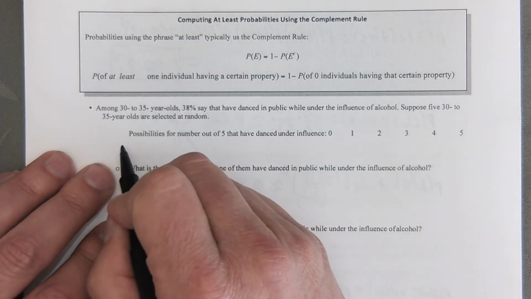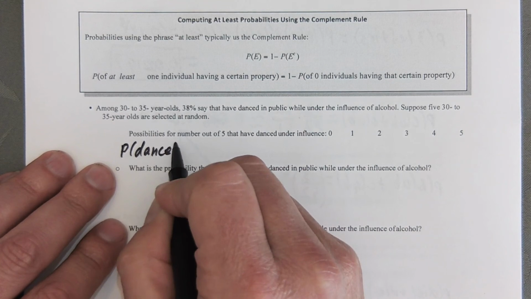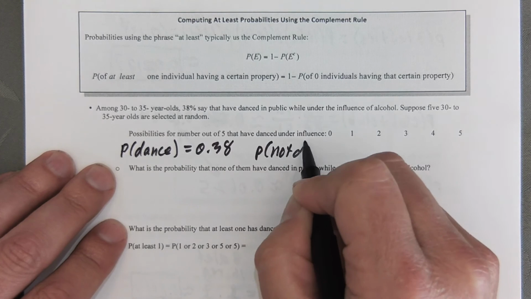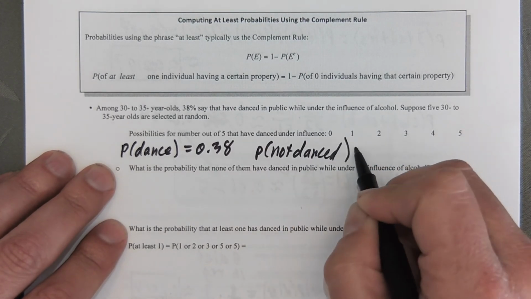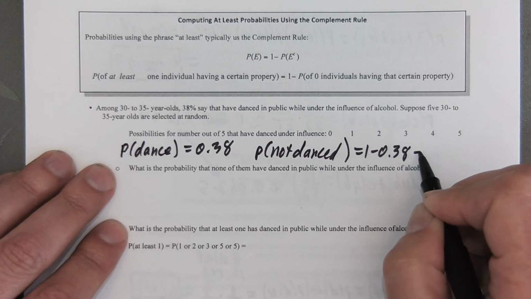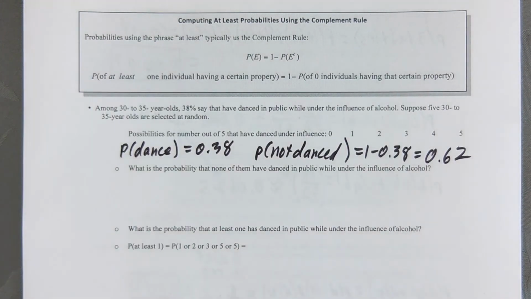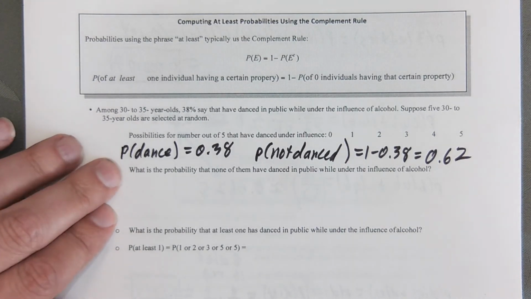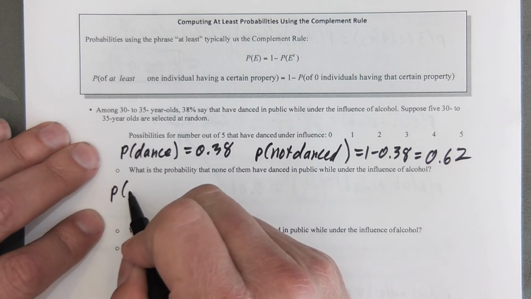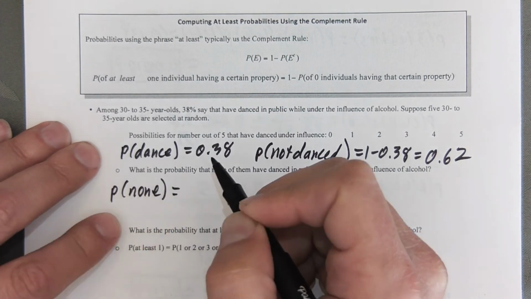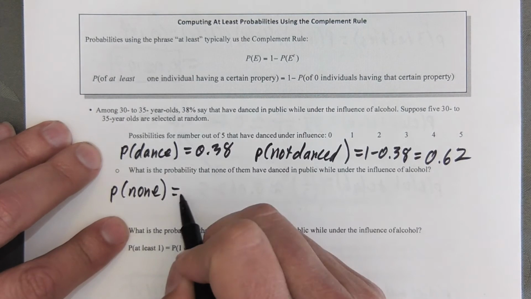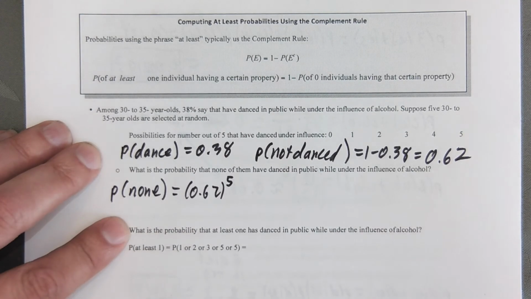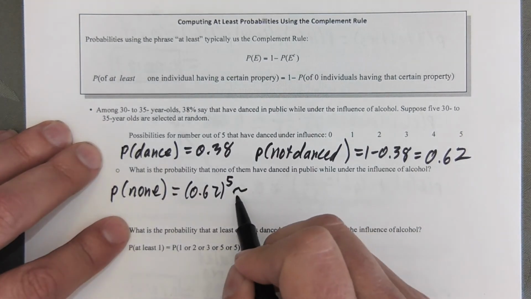So to be clear, probability that they've danced in public under the influence is 0.38. Probability not danced, I'm going to use the complement, 1 minus 0.38, which is 0.62. Here we have, what is the probability that none of them have danced in public while under the influence of alcohol? Probability that none, well, that's going to be that all of them, 0.62 times 0.62 times 0.62, how many times? 5 times. Let's see what that becomes.